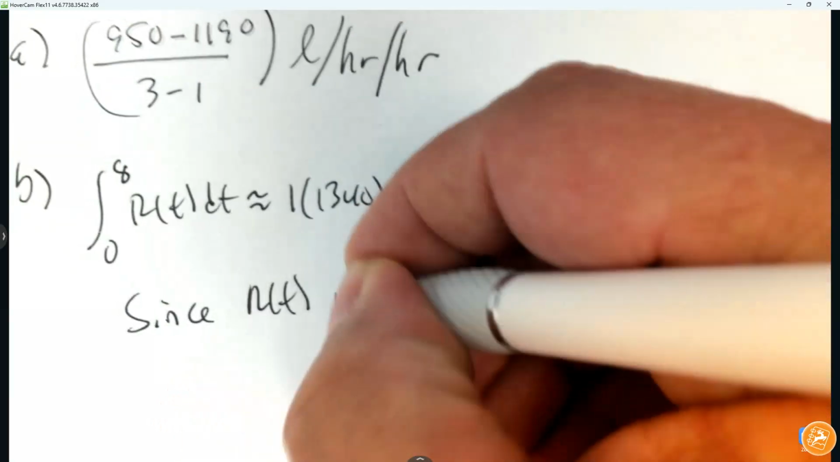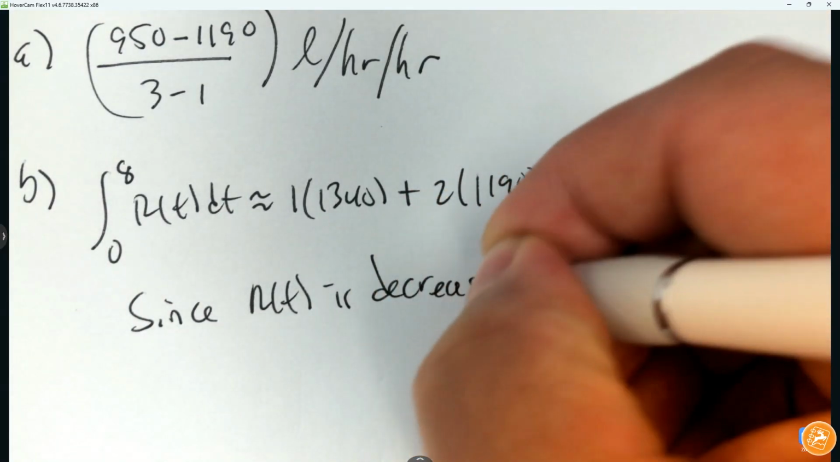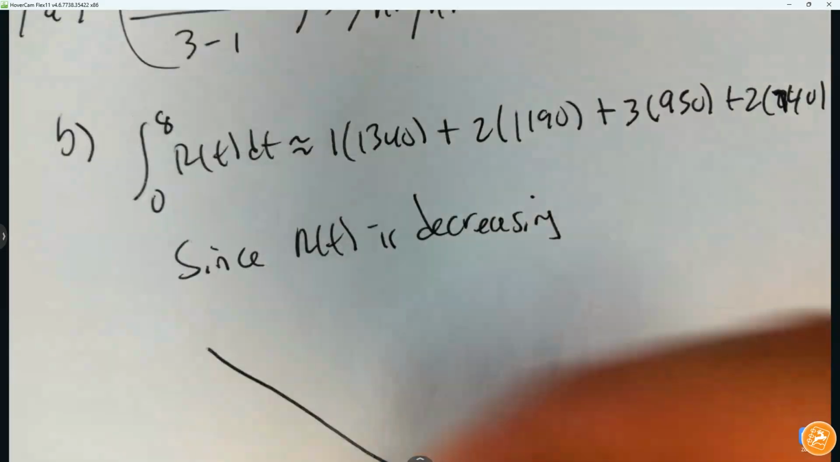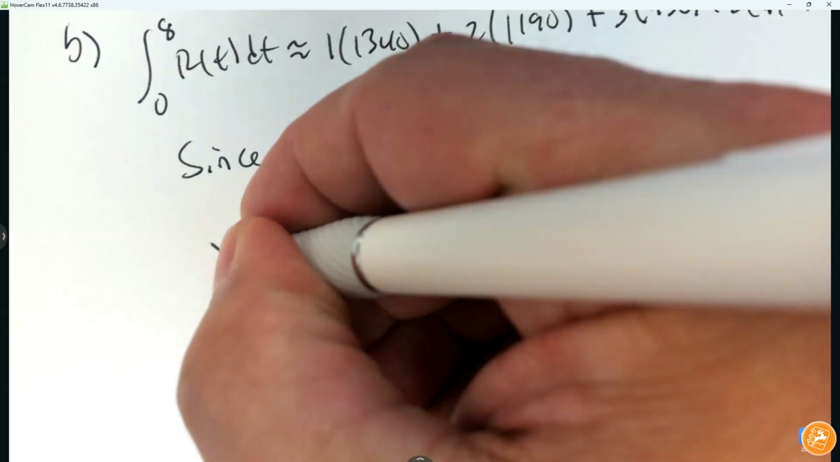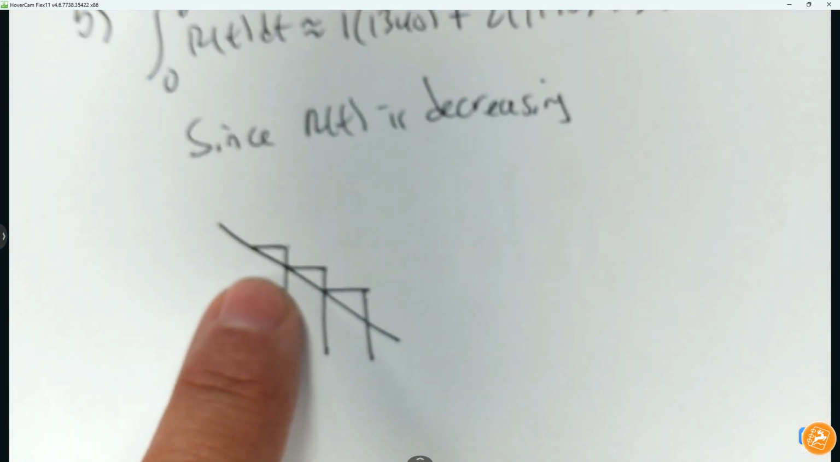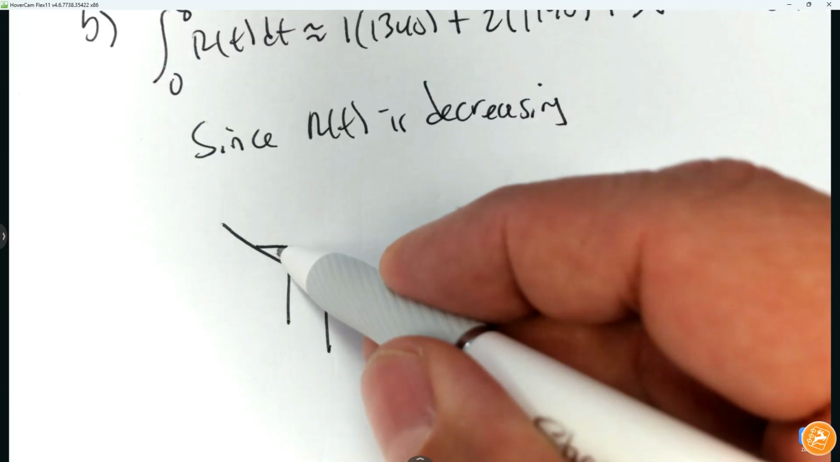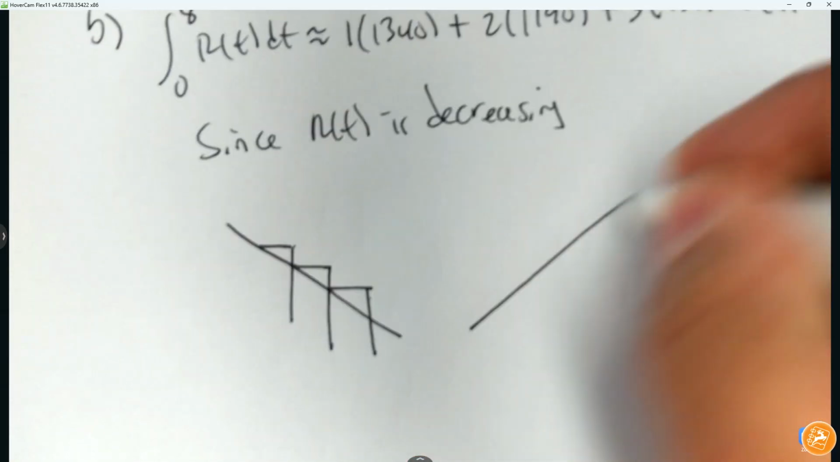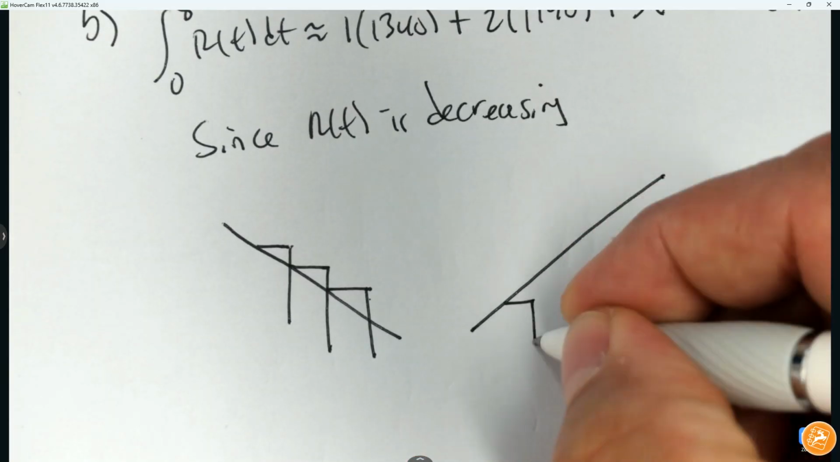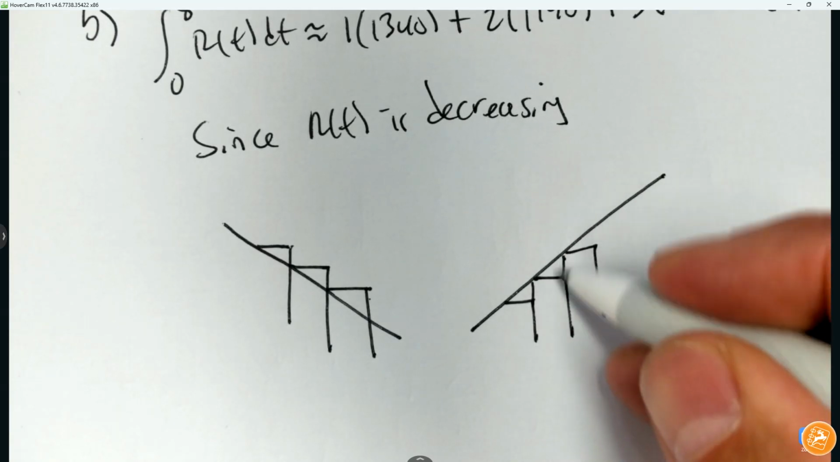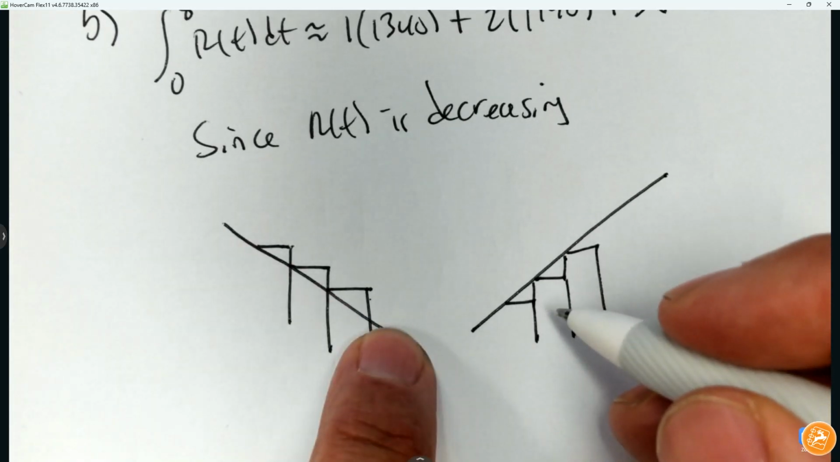Since r is decreasing, I'm going to give myself a picture to understand, is that an over or underestimate for a left Riemann sum? So I'm going to draw something decreasing. If I do a left Riemann sum, that means the left corner is where I draw my rectangle from. I want you to notice that when it's decreasing with a left Riemann sum, it's over the line. It's an overestimate. If it was increasing and you did a left Riemann sum, it would be an underestimate because it's under the line. So I just draw a picture to remind.